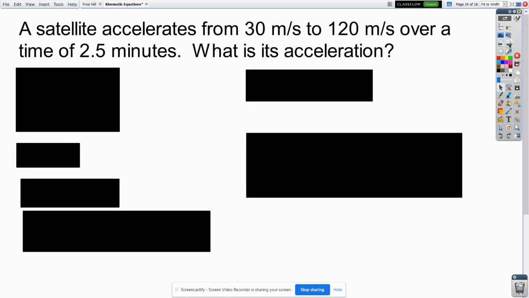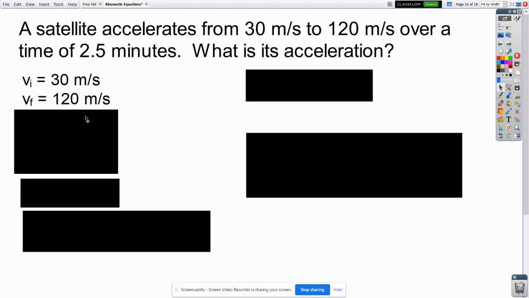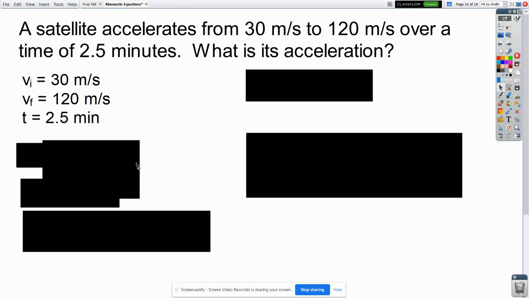Let's do another one. A satellite accelerates from 30 meters per second to 120 meters per second over a time of 2.5 minutes. What's the acceleration? So again, let's start working through. From 30 meters per second, that's VI. From tells you where you start. To 120 meters per second, to tells you where you're going to end. That's VF. Over a time of 2.5 minutes.